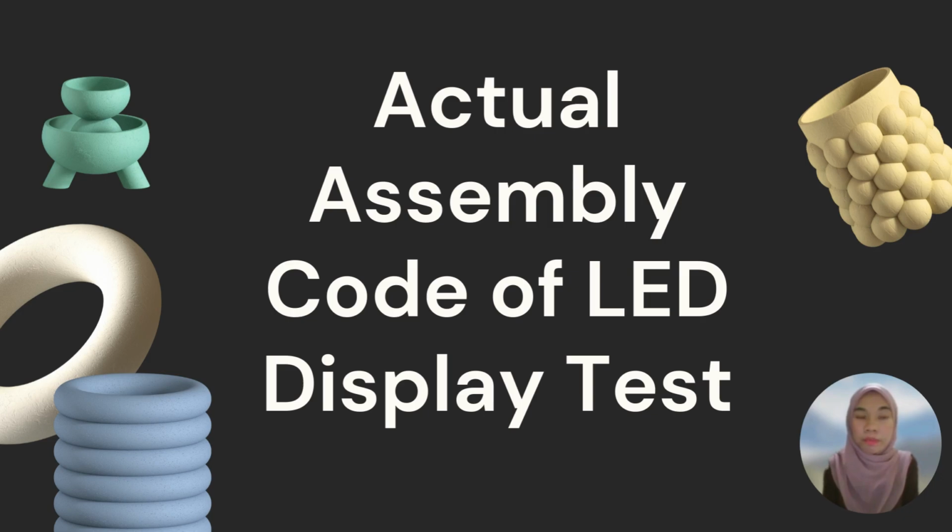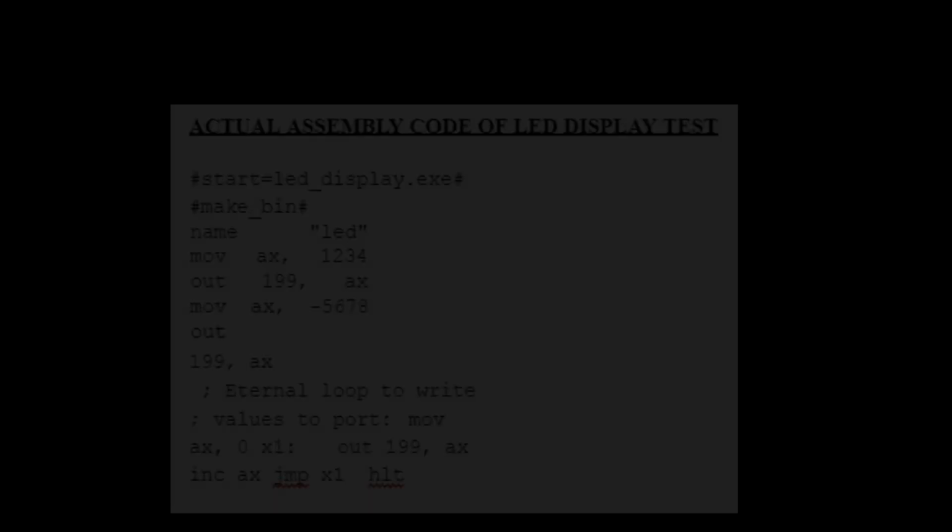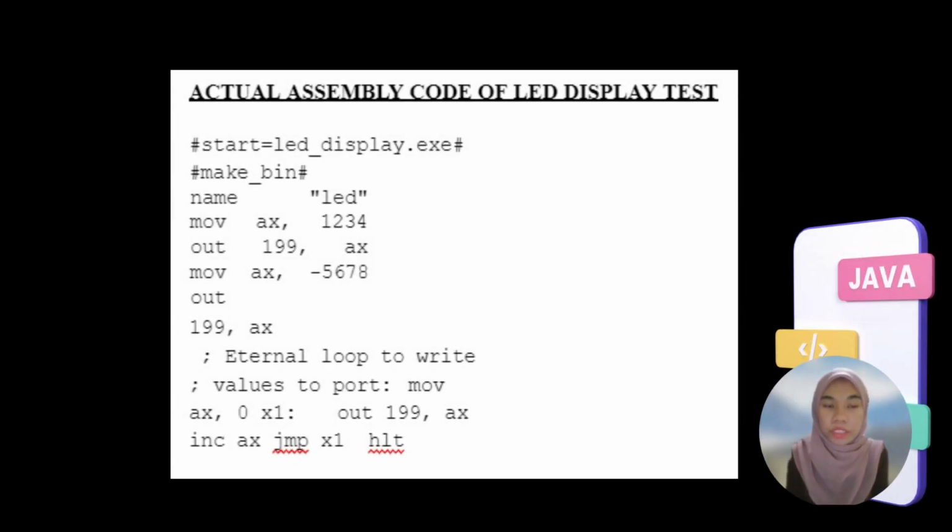Today I will be presenting about the assembly code. It has two parts, which are the actual assembly code and the modified code. For my part, I will be presenting the actual code, or original code. For this assignment 3, our group has chosen the LED display test, and here is the actual code for the LED display test. Firstly, I will show you the actual code as stated on the screen.